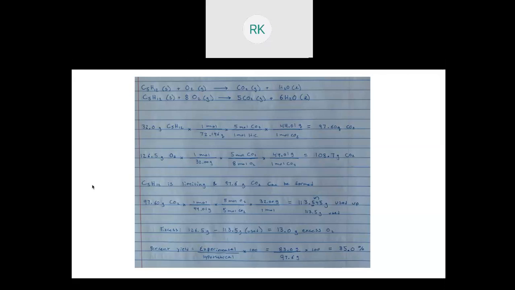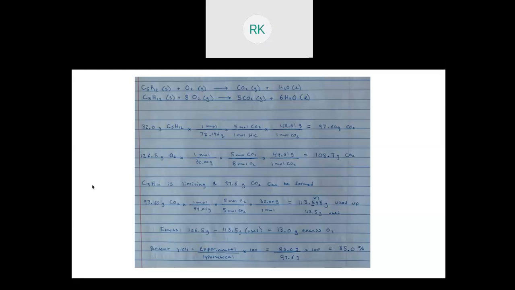Okay. Now, part C asked us how much excess reactant do we have? So our hydrocarbon is our limiting reactant, which means we are going to have no excess hydrocarbon. It's all going to be used up to form this CO2 and water. Instead, it's going to be the oxygen that is in excess.